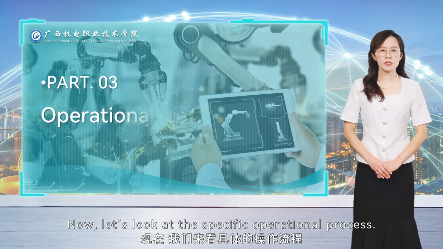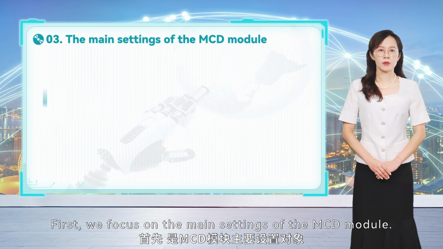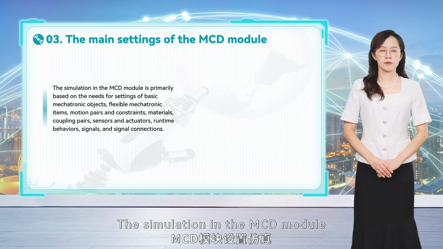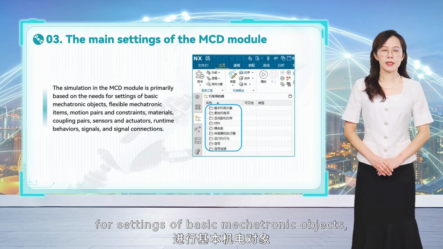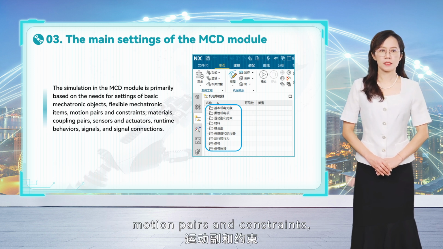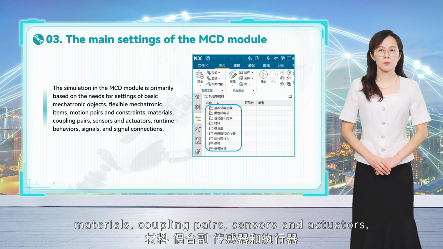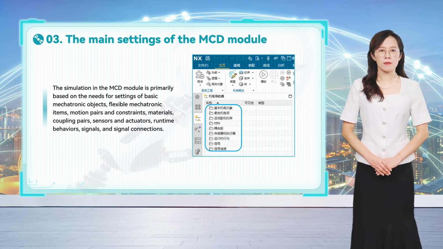Now, let's look at the specific operational process. First, we focus on the main settings of the MCD module. The simulation in the MCD module is primarily based on the needs for settings of basic mechatronic objects, flexible mechatronic items, motion pairs and constraints, materials, coupling pairs, sensors and actuators, runtime behaviors, signals, and signal connections.